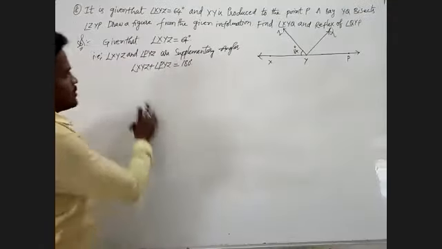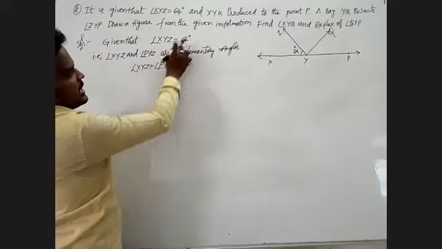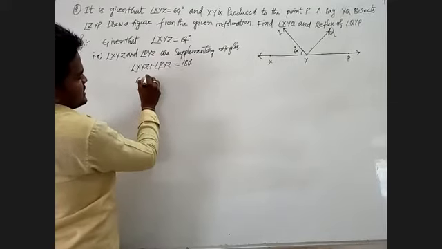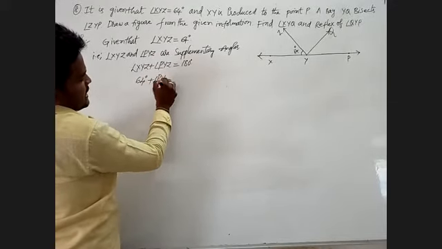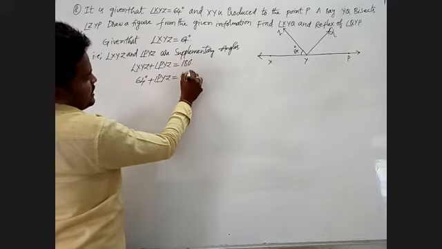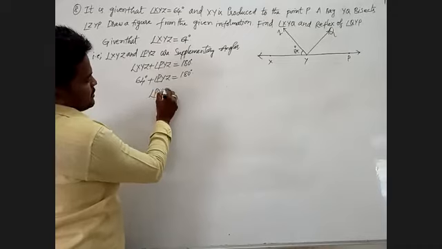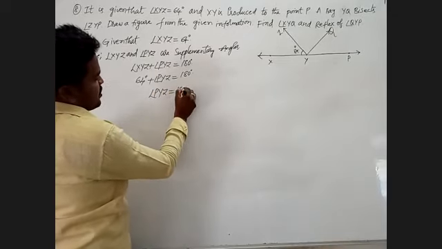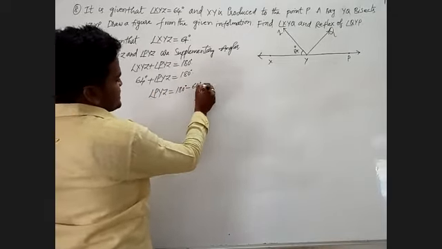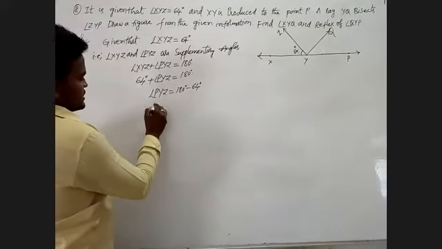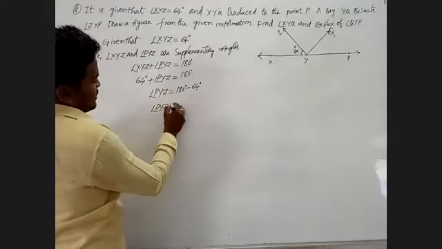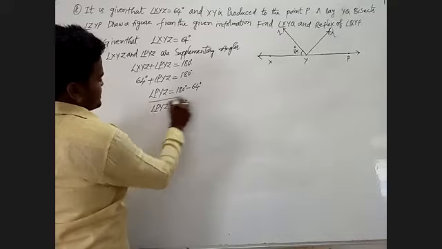Observe, the value of angle XYZ is 64 degrees, plus angle PYZ is equal to 180. After that, angle PYZ is equal to 180 degrees minus 64 degrees, right. Angle PYZ is equal to 116 degrees.